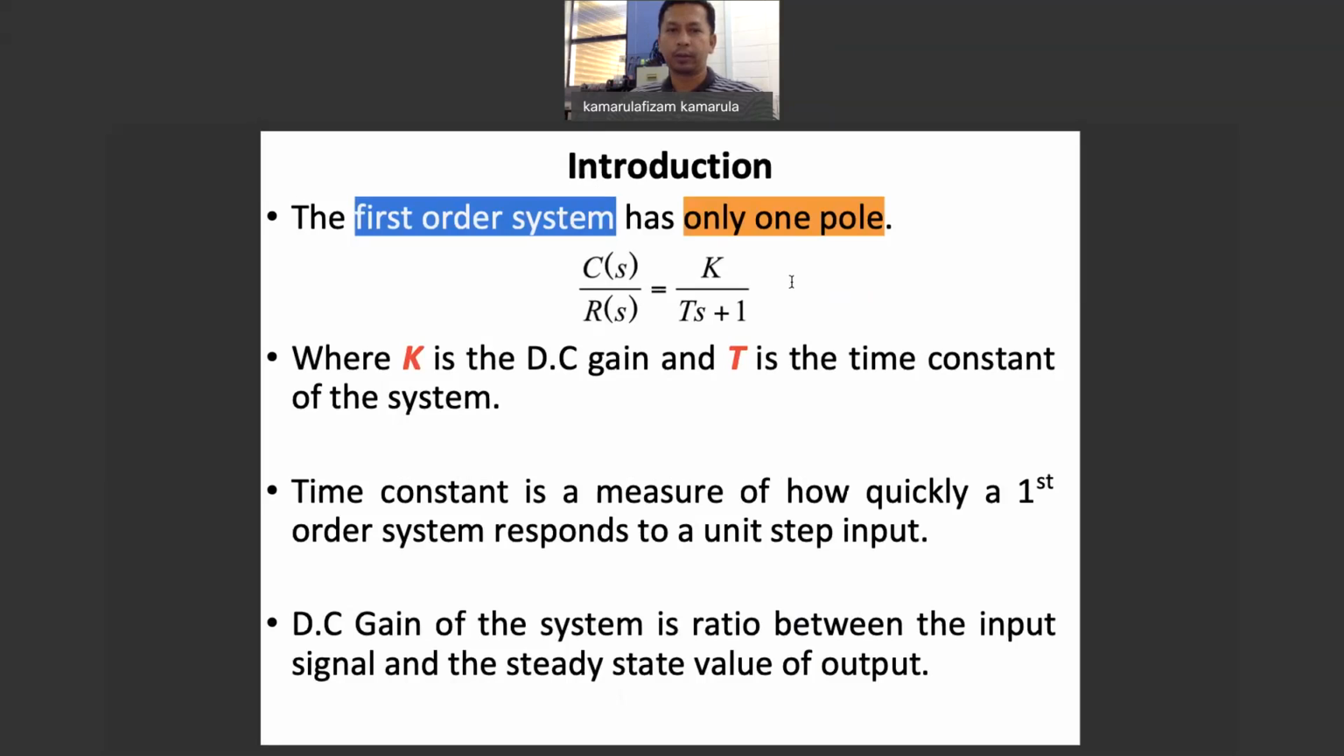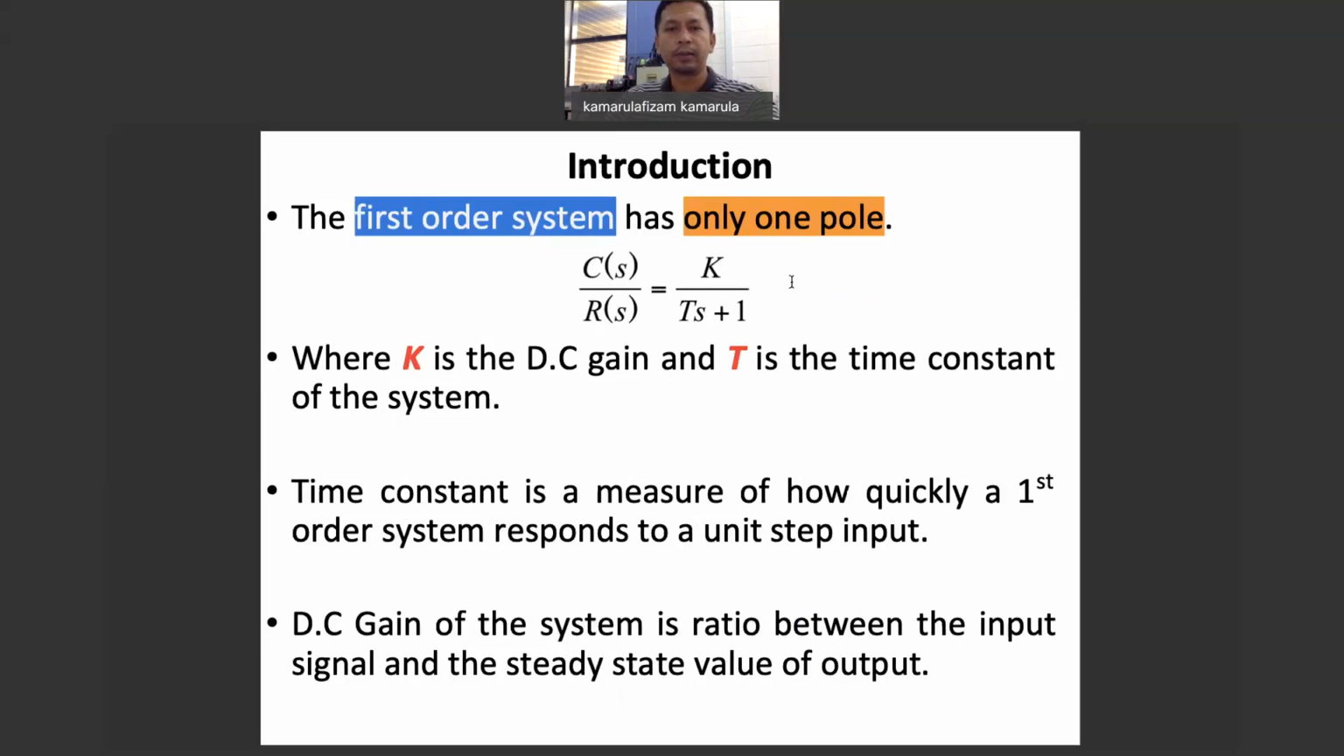Okay, the time constant is a measure of how quickly a first order system responds to a unit step input. This is particularly for this case. They say the time constant is a measure of how quickly a first order system responds. So if you have a big T, your time response will be very long. If you have a small capital T, your response will be very quick.